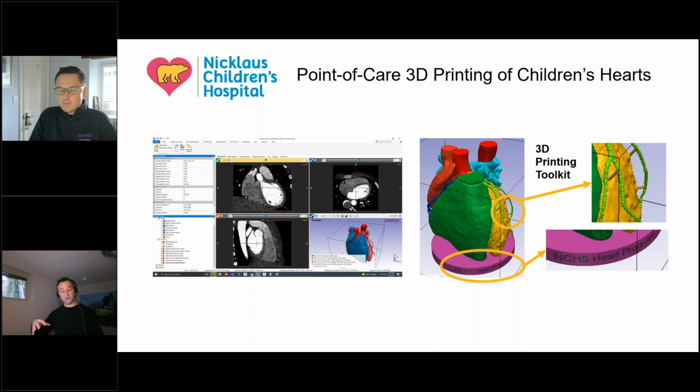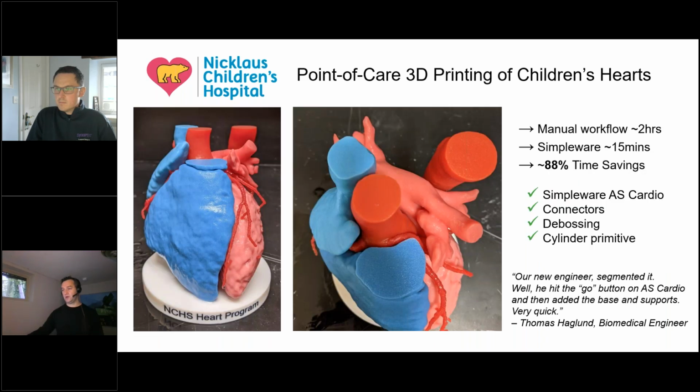And then within our 3D printing toolkit, which is all built into the same software, you can build the mounts, you can do supports, get your model ready for 3D printing, all within one software. You don't have to export it and do it in another software. It's all within one environment. So this was the 3D printed model here. The manual workflow would have taken them about 2 hours, but with Simpleware, it took them 15 minutes. So a significant time savings.